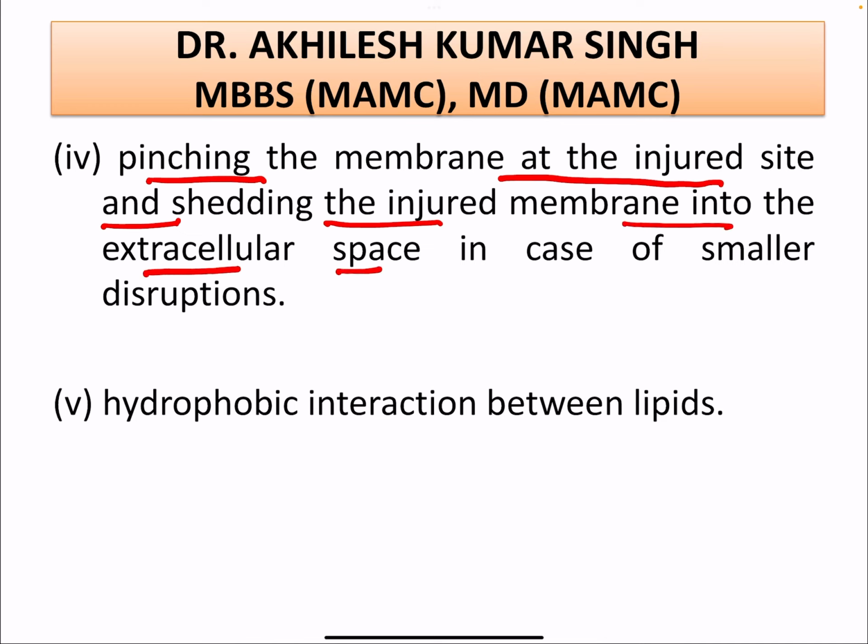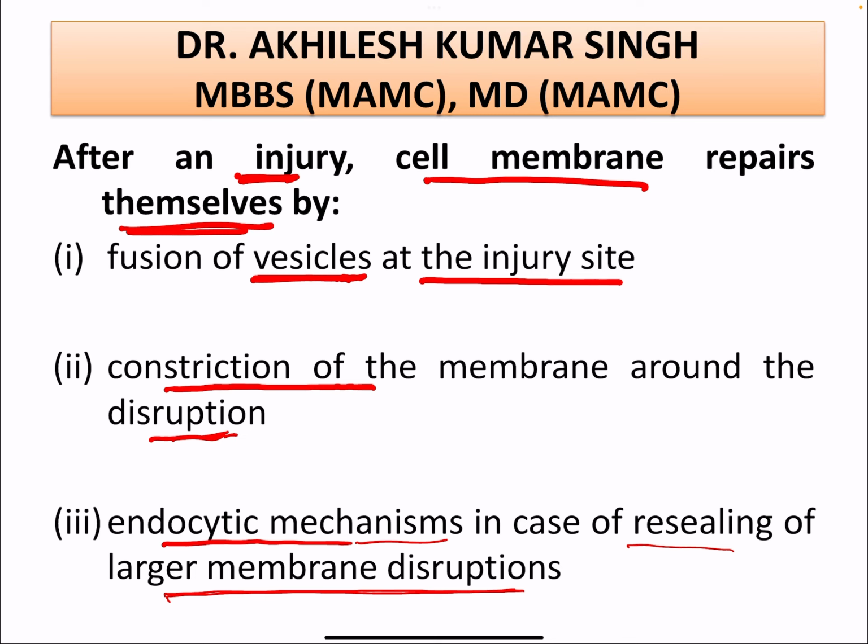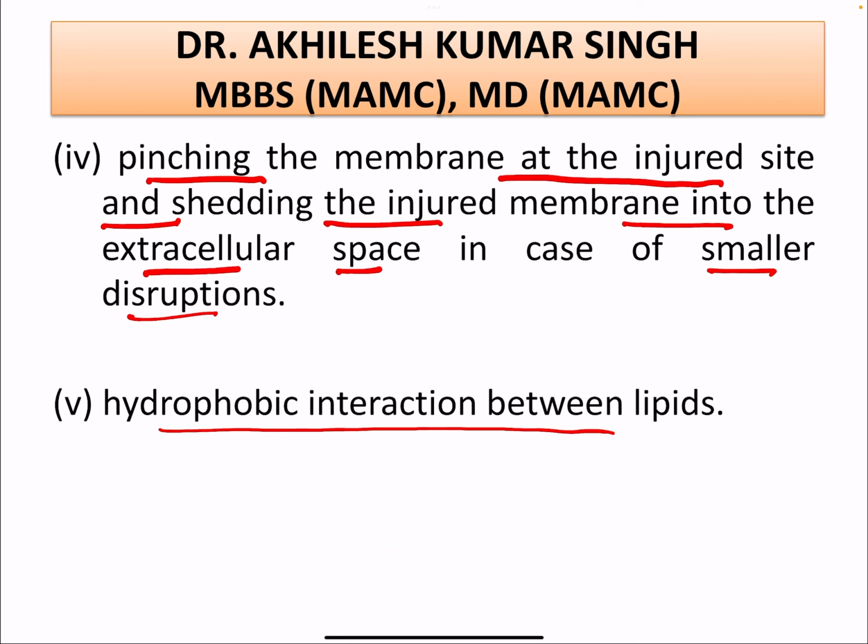Number four is the pinching of the membrane at the injured site and shedding the injured membrane into the extracellular space. So for smaller disruptions, they will pinch off and shed off the injured membrane. The remaining area will reseal itself. And number five is the hydrophobic interaction between the lipids. So these are the five methods. One is the fusion of the vesicle at the injury site. Number two is constriction of the membrane. Number three is endocytic mechanisms where the vesicles will fuse. Number four is pinching and shedding of the injured area. Number five is the hydrophobic interaction between the lipids.